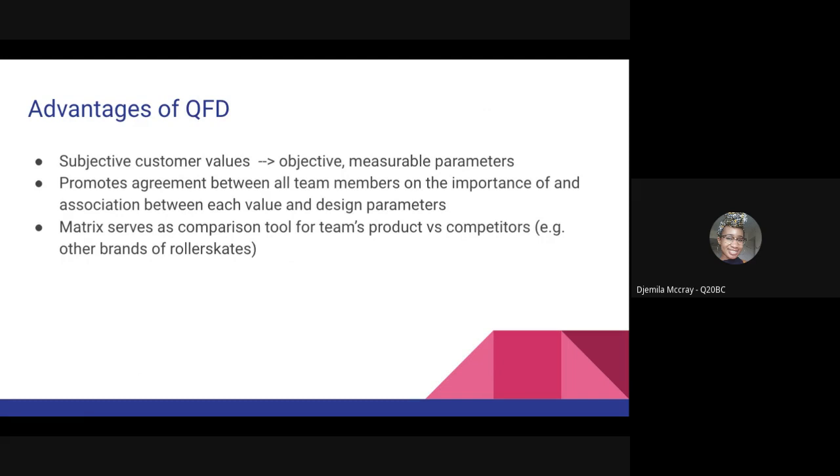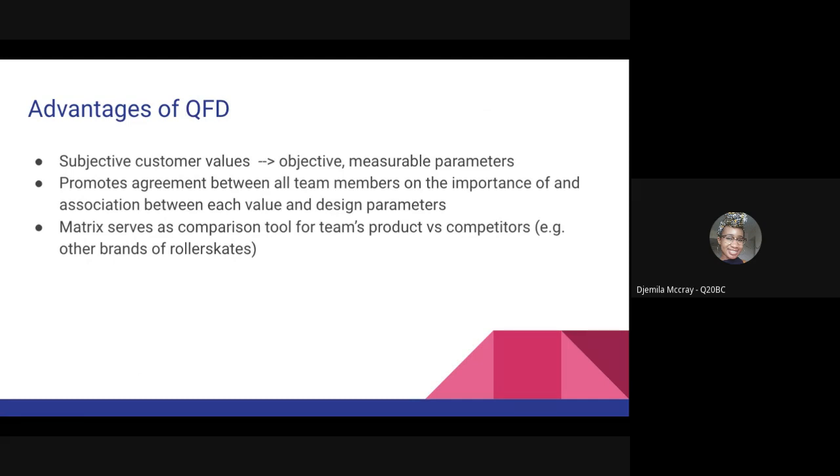So for example, this technique does a good job at translating the subjective customer values to something that is objective and a measurable parameter. So in doing so, we're taking words that might have some emotion tied to them and assigning them to a parameter that's actually measurable. So we can determine the customer satisfaction based on how we're meeting that design parameter.